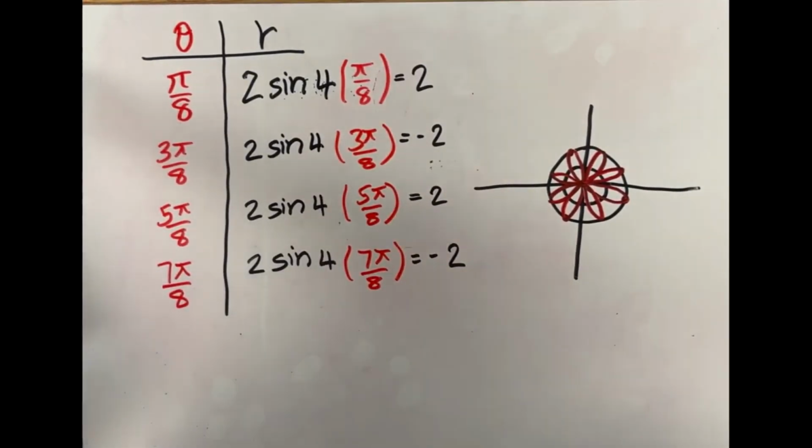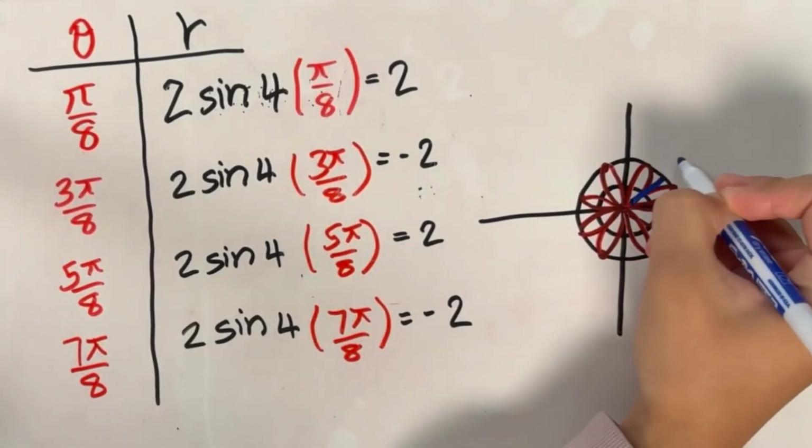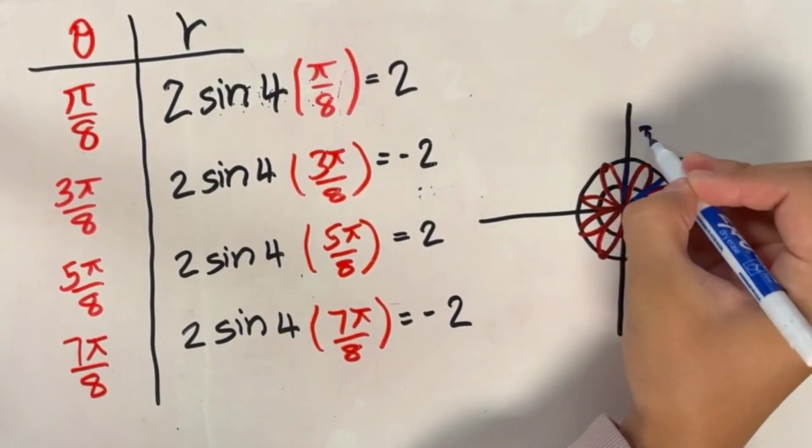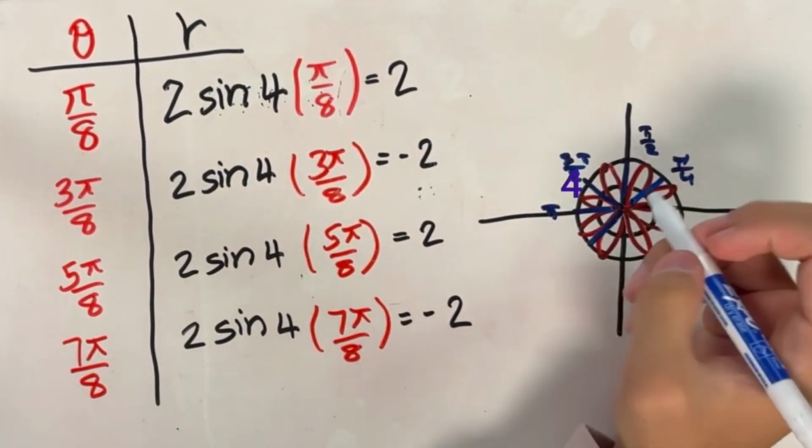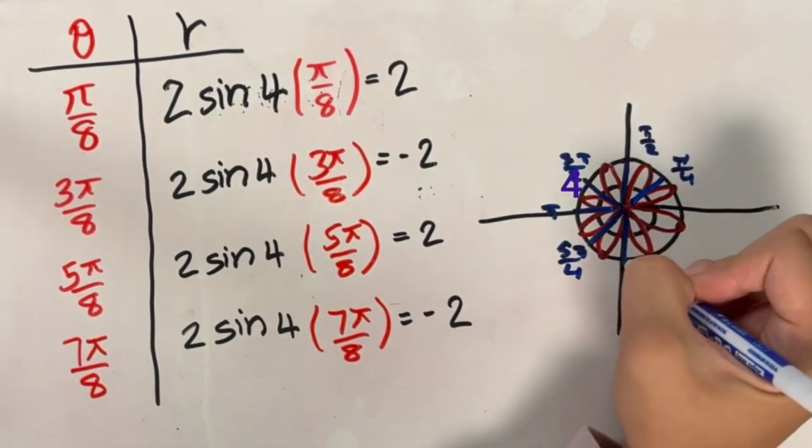And there's your graph. In blue, we're just demonstrating that every pi over 4 equals 0, and in between that is when the graph has its maximum amplitude of 2, which would be how long the petal is.